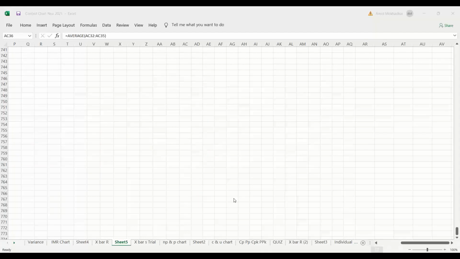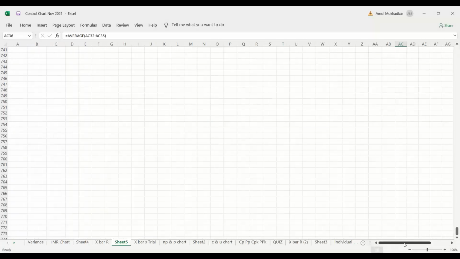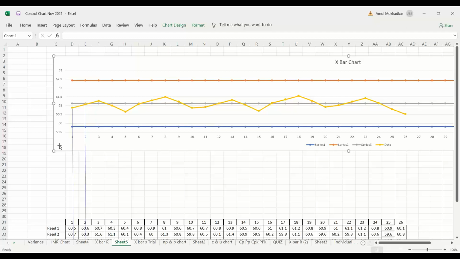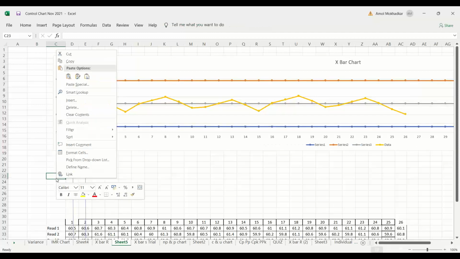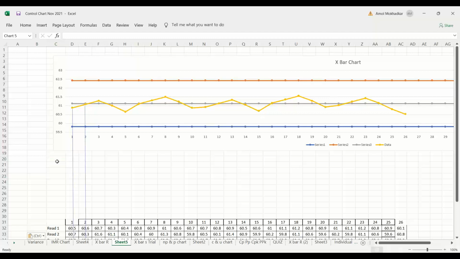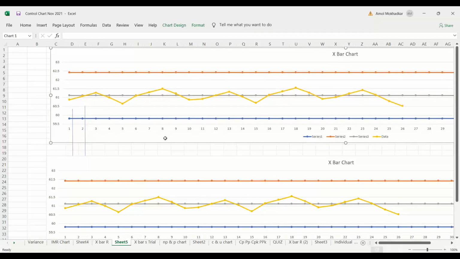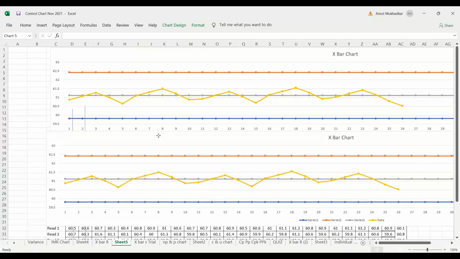Similarly, we will prepare the chart for the range also, है ना? Similarly, I am going to put a chart for the range, है ना? So in that, so, this is the X bar chart and this is now R chart. Okay.